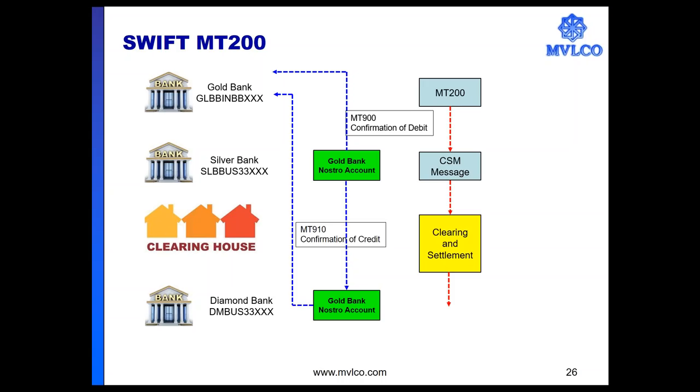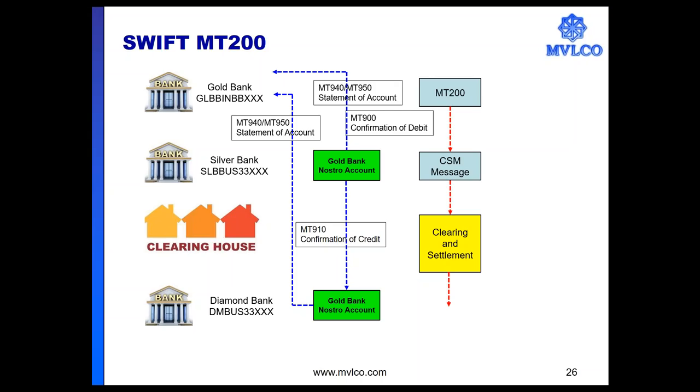Once the settlement is completed, they will inform Diamond Bank that we have paid you. When Diamond Bank gets paid, Diamond Bank would credit the Nostro account of Gold Bank, and after that, they will send the MT910, which is the confirmation of credit message. So Silver Bank sends the MT900 confirmation of debit. Diamond Bank sends MT910 confirmation of credit. This is how MT200 is used.